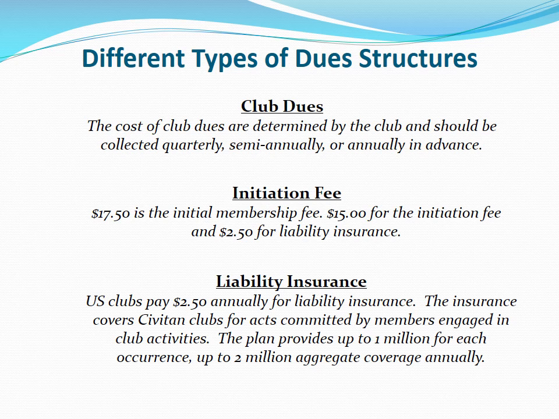The club paying the $2.50 annual liability insurance covers all Civitan clubs for acts committed by members engaged in club activities. The plan provides for up to $1 million of each occurrence and up to $2 million over the annual use of the policy. Make sure that your members understand the breakdown of the initiation fee as well as the club dues that they will be billed quarterly.